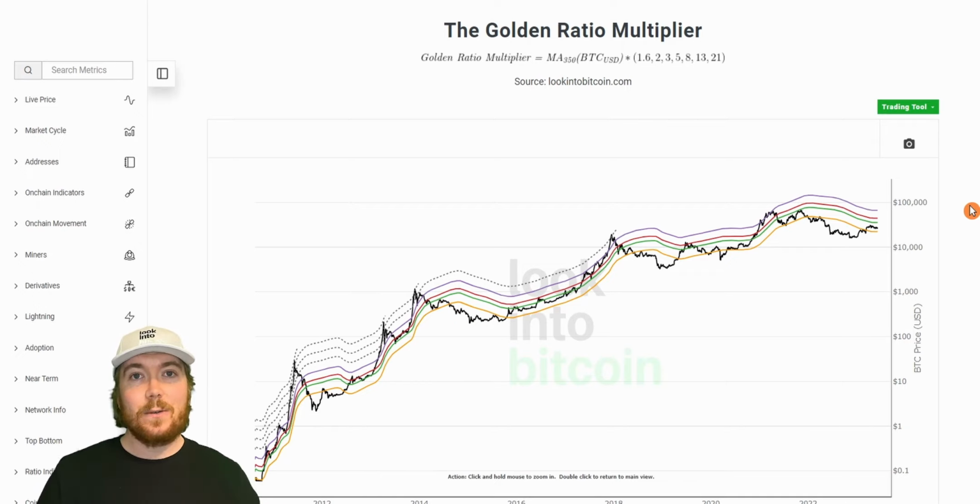The Fibonacci sequence traditionally is a mathematical sequence which uses the sum of the two previous numbers to calculate the next number. So 1, then 2, then 3, then 5, etc. And we can use this Fibonacci sequence to try and better use this multiple within our trading and investing. So this golden ratio multiple is using traditional Fibonacci numbers for its multiplications of this moving average. So we have 1.6, 2, 3, and 5, etc.